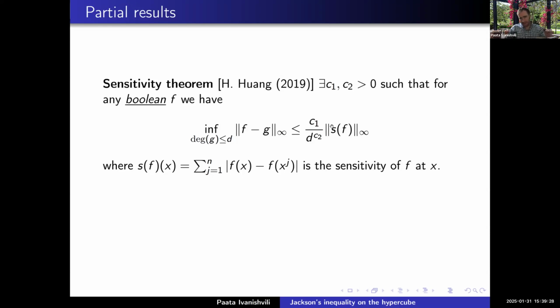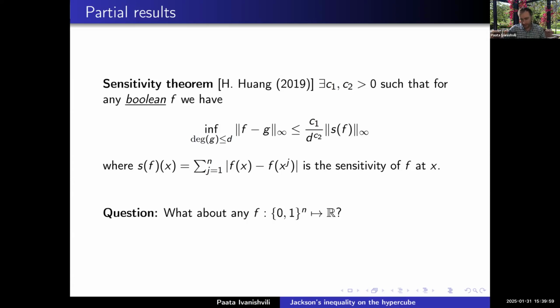And if you take the maximum over all x on the hypercube, so you look at the maximum sensitivity, then Huang's theorem is equivalent to the statement that you can bound in terms of sensitivity, and there is a degree in the denominator. So if the sensitivity is small and the degree is large, then the right-hand side is small. Okay, bounding through sensitivity is a good starting point.